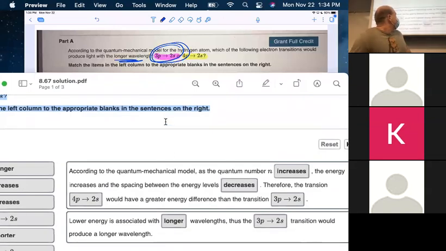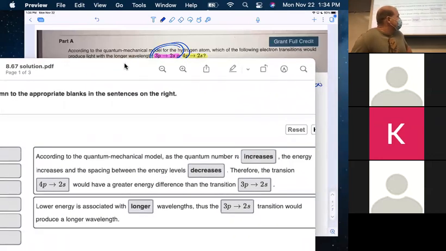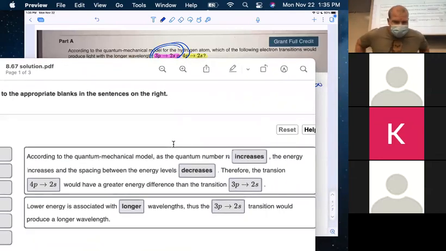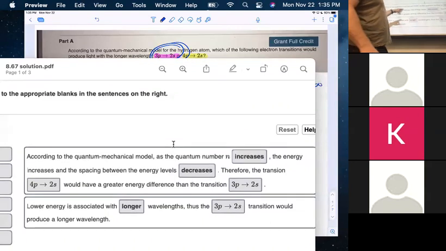So, I know I'm just kind of telling you the answer, but I'm also trying to explain it as well, but it's going to be hard to go back and forth in this. According to the quantum mechanical model, as a quantum number increases, the energy increases and the spacing between the energy levels decreases. That's a weird way of saying increases, because it means the potential energy becomes less negative. That's what I mean by increases. The greater negative potential energy means the more bound the electron is, the less energy it has.